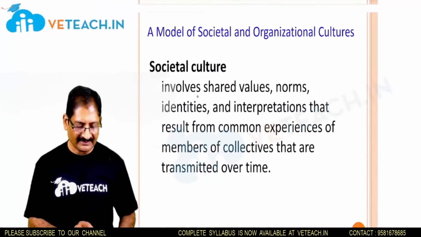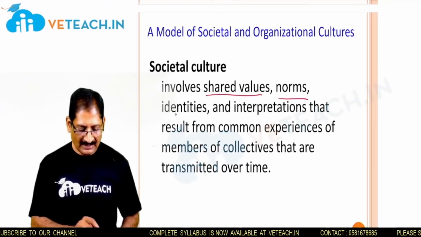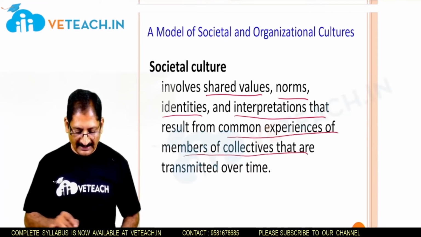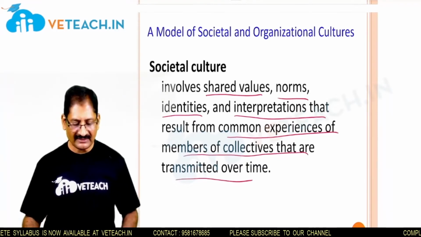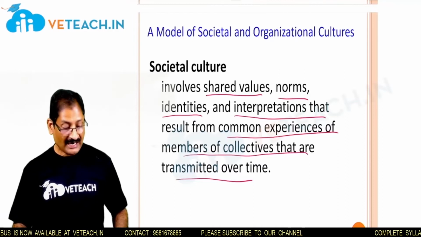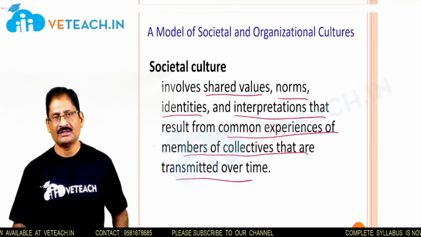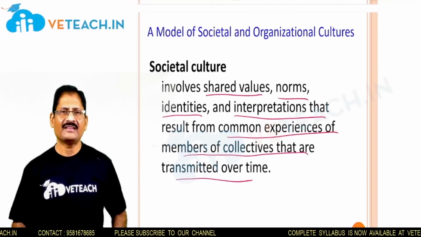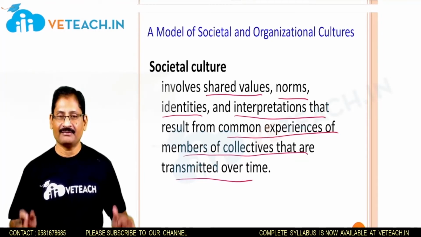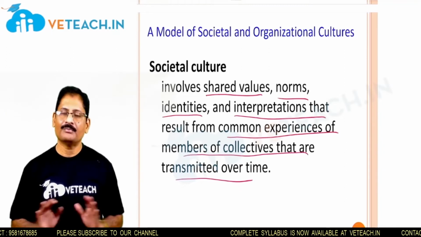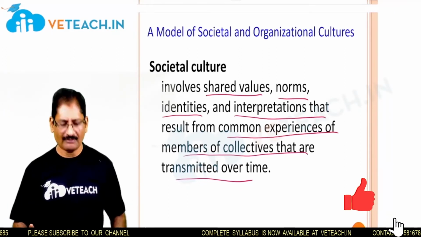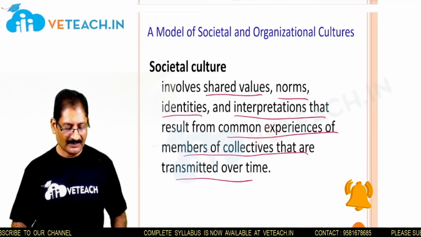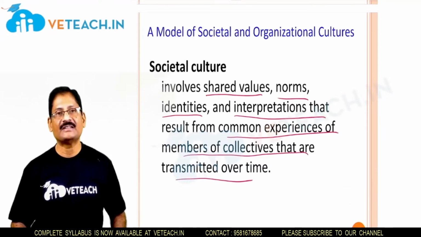So societal culture involves shared values, norms, identities and interpretations that result from common experiences of the members of collectives that are transmitted over time. In some nations, people talk in a very low volume, whereas in the Indian context, we never mind whether it is a public place or a private room, we speak in a louder way. So it is our practice. These norms, identities and interpretations result from common experiences of the members of collectives and are transmitted over time.